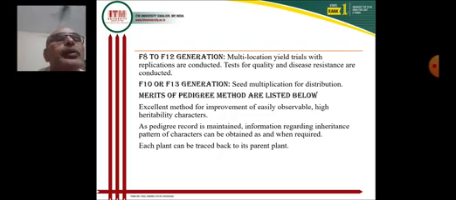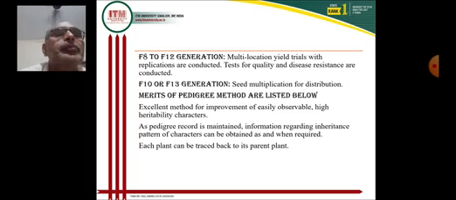F8 to F12 generation, multi-locational test, multi-locational yield trial with replication are conducted. Tests for quality and disease resistance are conducted. In F10 and F13 generation, seed multiplication for distribution. The progenies which are found best are multiplied by their seed multiplication. This multiplied seed is distributed among the farmers.